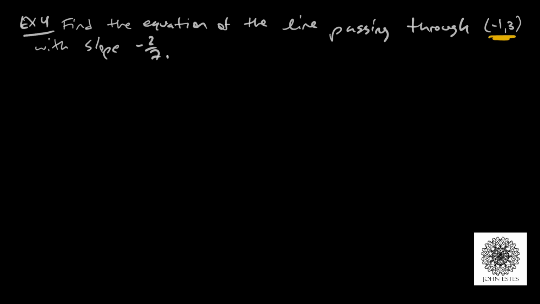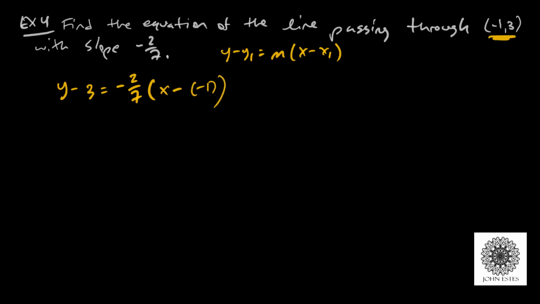Remember, that's y minus y1 equals m times x minus x1. Commit this to memory. Here, just plugging in the information, I have y minus the y coordinate of 3 equals the slope, which is -2/7, times x minus a negative 1. Now technically we're finished, but a lot of times we like our answers to be in slope-intercept form at the end, so that we can easily find the graph.